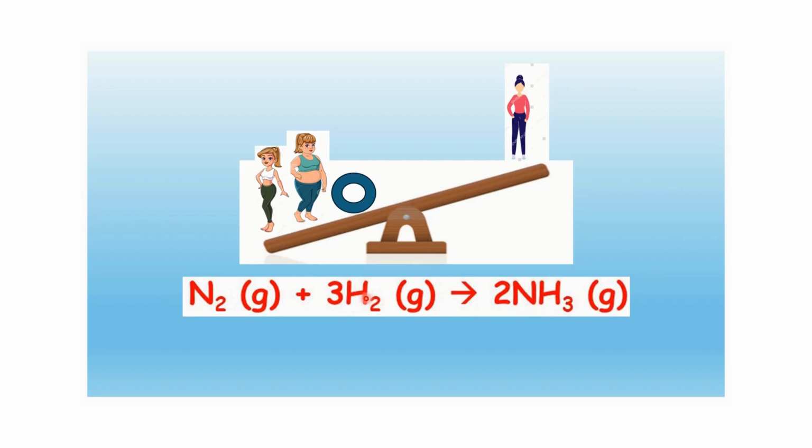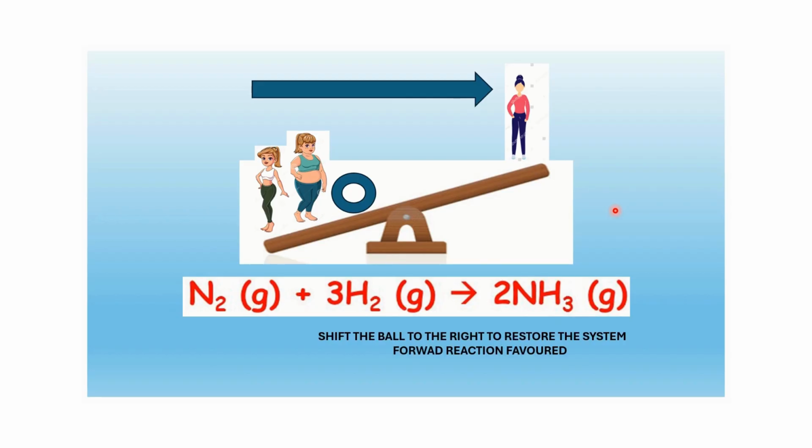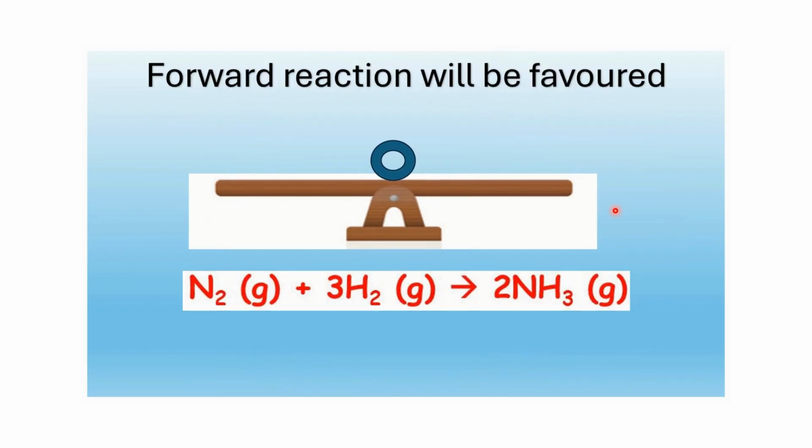What about H2? Must decrease. What about N2? Must decrease, because whatever is on the left, if we shift the ball to the right or favor the forward, must go down or decrease. Whatever is on the right, because we are favoring the right, must increase. That's why NH3 increases like that. So we favor the forward direction. That's why I indicated with the arrow here, and the ball will shift to the right, favoring the forward reaction. So at the end of the day, the forward reaction will be favored.